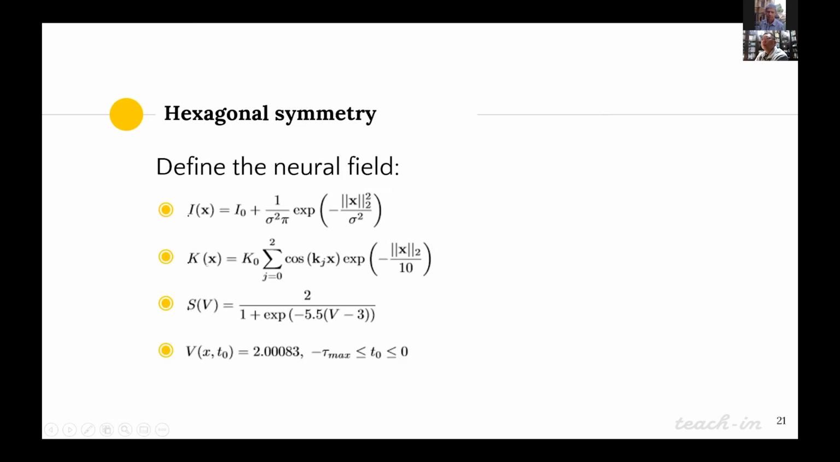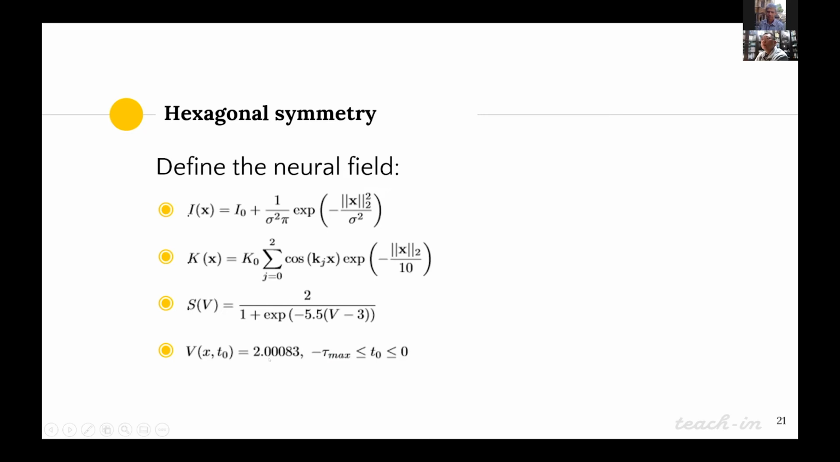The connectivity function K is also oscillatory and decaying to zero at infinity. But because of these coefficients Kg here, it has the so-called hexagonal symmetry, which then reflects in the solution. The firing rate in this case is not Heaviside, it's a sigmoidal function. So we also have here a threshold 3, but the function S is smooth. It varies from 0 to 1 continuously. The initial condition is given by this value here, 2.